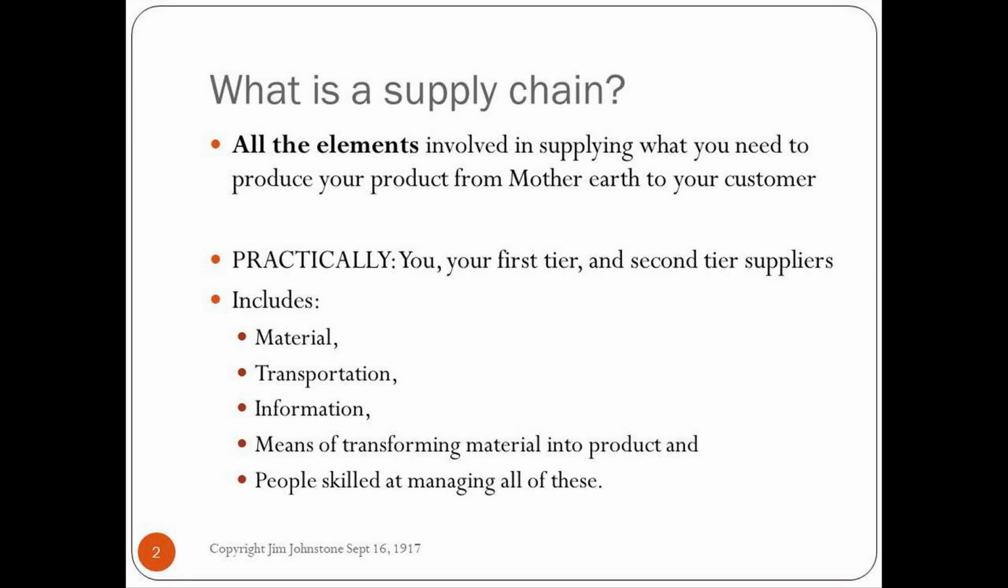Let's start by defining exactly what a supply chain is. It's all the elements involved in supplying what you need to produce your product or services, from Mother Earth all the way to your customer. And that includes materials, transportation, information, and the means of transforming the material into product and services, and the skilled people that do all of that.